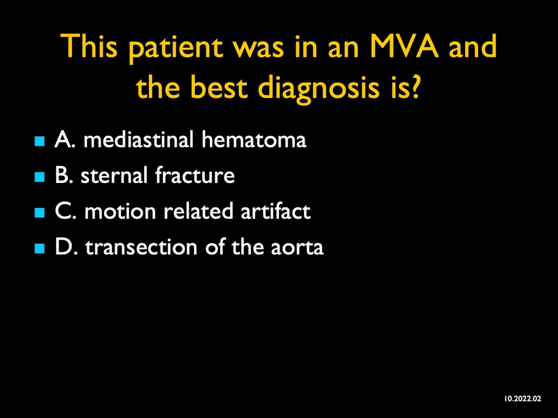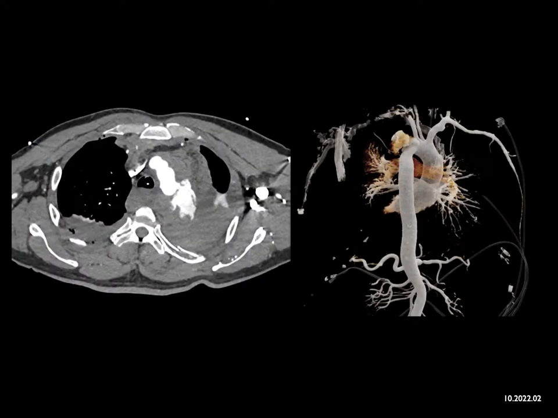This patient was in an MVA, and what's the best diagnosis? Well, when you look at the axial images, you see disruption of the aortic arch. There's active bleeding. There's blood in the mediastinum. This means massive thoracic aortic injury. Typically, it's a transection. Look at the MIP images. You can see beautifully the zone of the transection, typically just in the region of the ductus. You can see the active contrast extravasation.